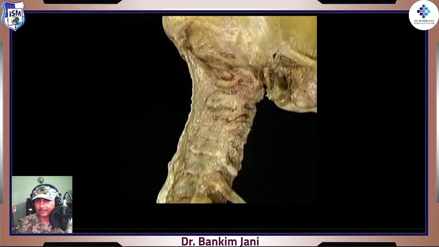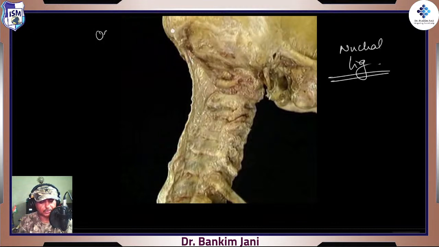See, this is another dissection. In this, if it is the nuchal ligament, right? Nuchal ligament, so important. So we need to know where exactly it is attached. Now it is all the way from the occipital bone. So this is the occipital bone.